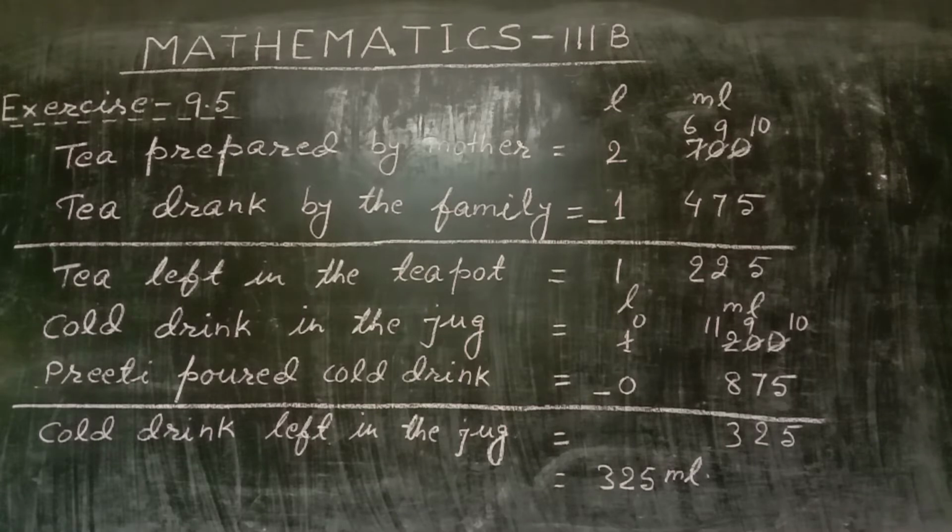Question number 6 states that mother prepared 2 liter 700 milliliter of tea for the family. The family drank 1 liter 475 milliliter of it. How much tea is left in the teapot?